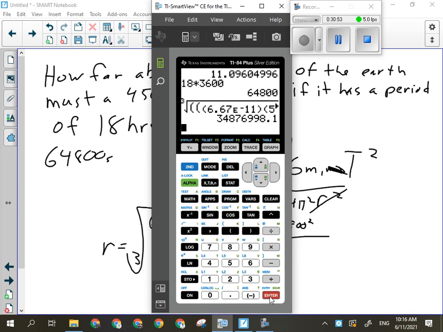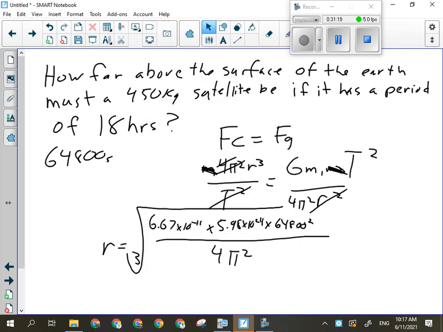Okay, so there's my overall radius. Now I need to subtract from that the radius of the Earth. Okay, so I'm going to have 2.9 times 10 to the 7 meters above the surface. Okay, that would be as hard as they could possibly get.